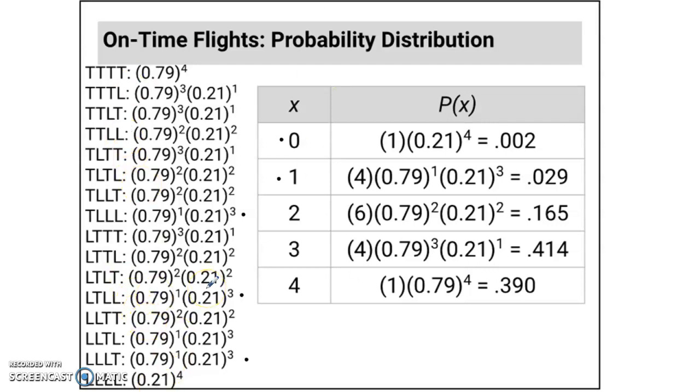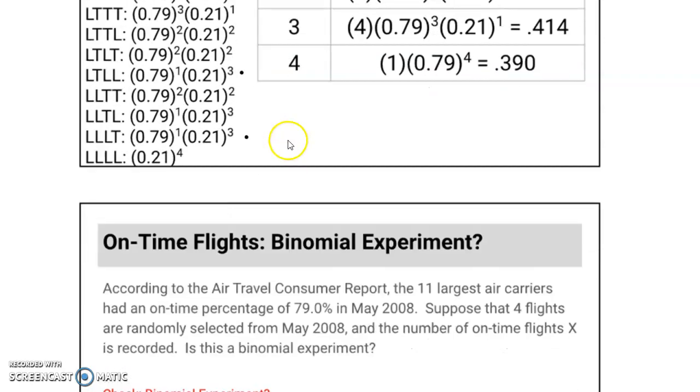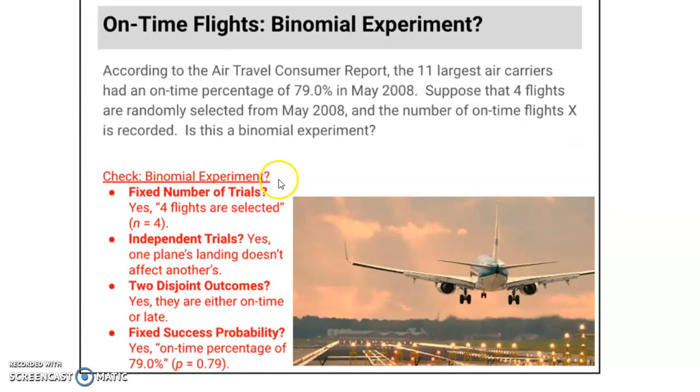Now, the reason that I showed you that stuff about binomial random variables is because if you know that it's a binomial random variable, you're able to use an easier formula. So let's talk about that. Is this a binomial experiment? Turns out that yes, it is. It follows all 4 of the rules.